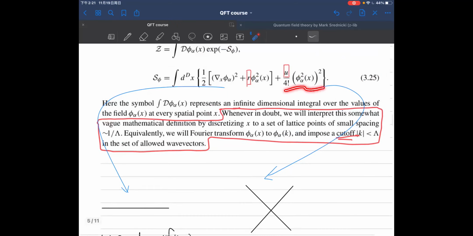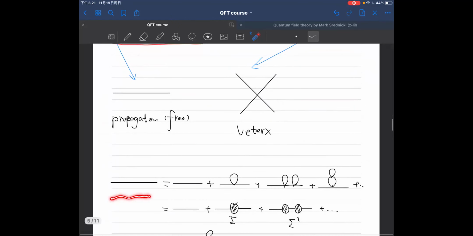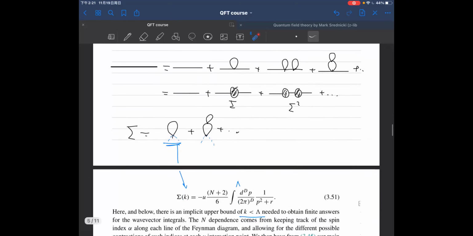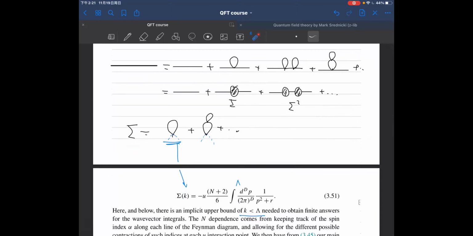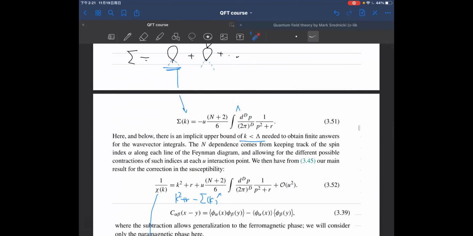Then this thing gives the vertex. If you want to study the theory by perturbation theory, then it's quite easy to calculate the exact propagator with 1PI expansion. This is the self-energy. For the self-energy, to one-loop order, you can calculate this formula. Here you need to keep in mind there is a cutoff. Then what we want to know is the two-point correlation.